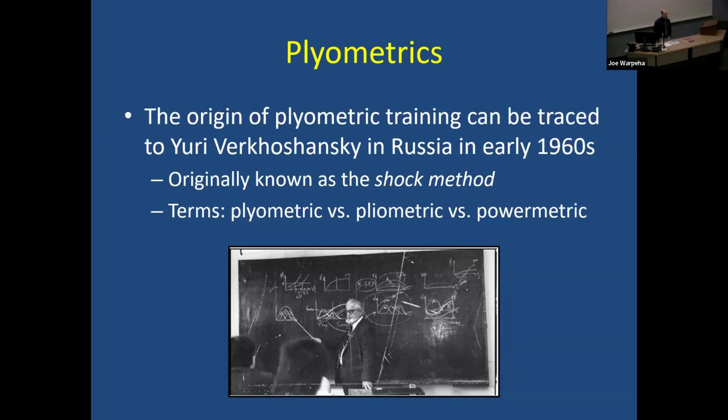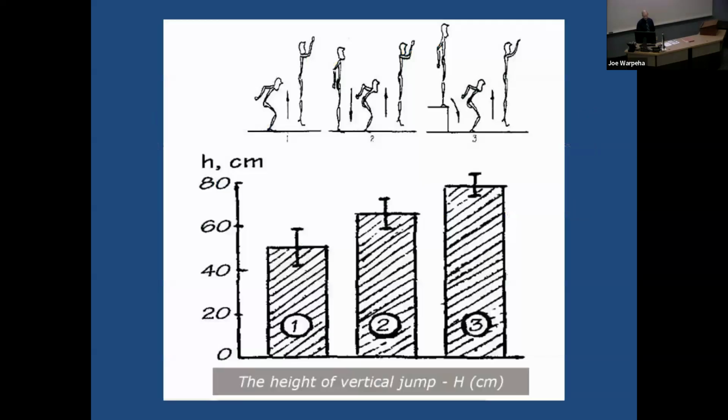Fred Wilt, W-I-L-T, might have been the one, I think, that created the name plyometrics. And I think in retrospect, he didn't necessarily like the name, but it's what stuck and still sticks today. Everybody refers to what we're going to talk about in the next couple of days as plyometrics. So that's just a little bit of the history and origin story of plyometrics.